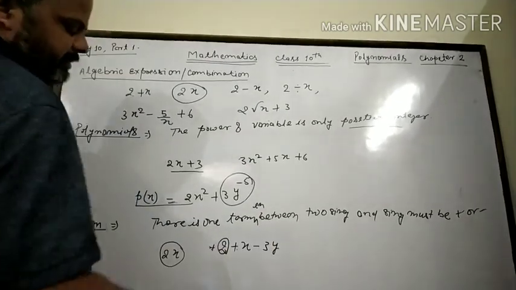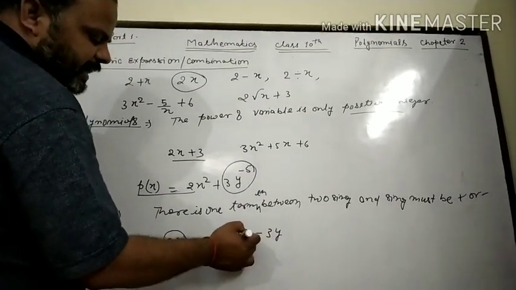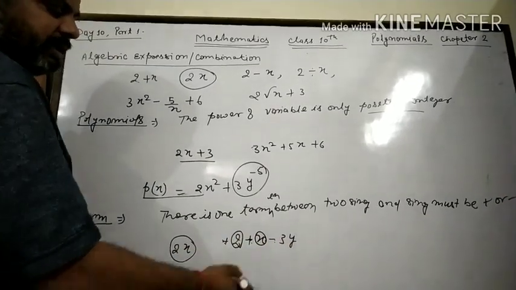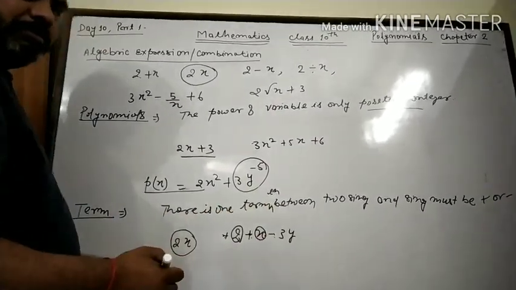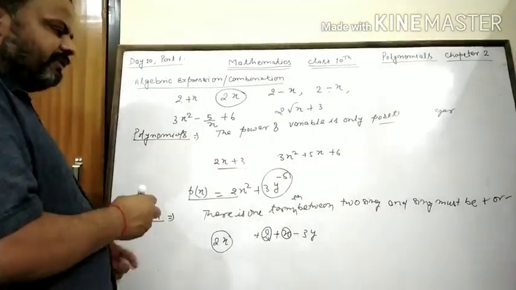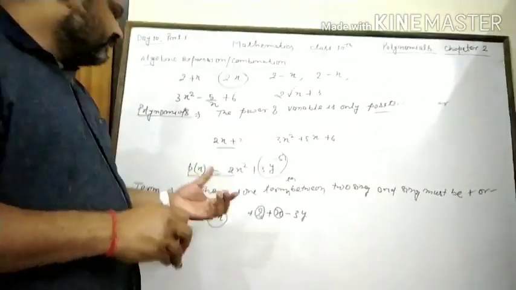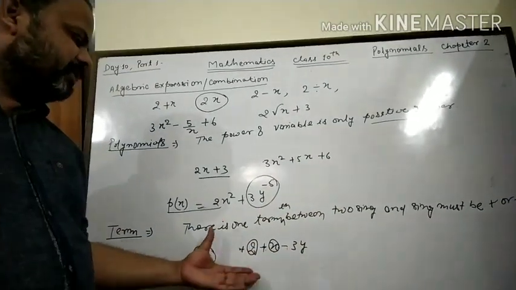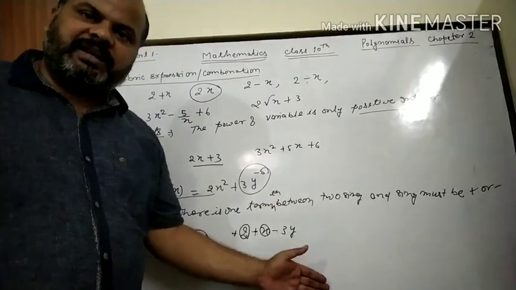If 3y is given, then in between two signs there is one term, and the sign must be plus or minus. One term and one term, clear? Then I think you can define the term. There is one term in between two signs, and the sign must be plus or minus.